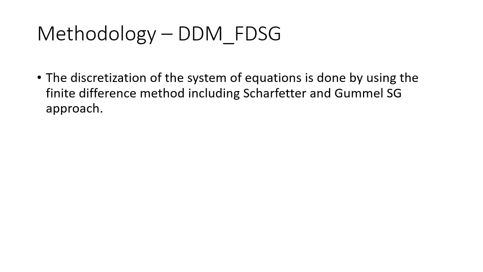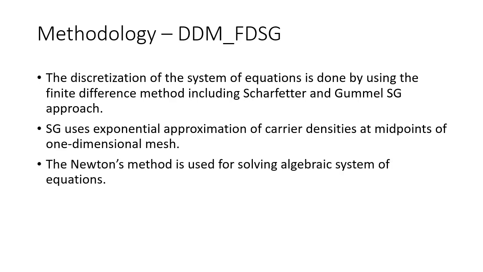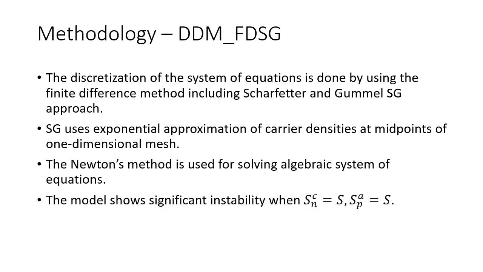The discretization of the system of equations is done by using the finite difference method, including the Scharfetter and Gummel SG approach. SG uses exponential approximation of carrier densities at midpoints of the one-dimensional mesh. The Newton method is used for solving the algebraic system of equations, and the model shows a significant instability when SNC and SPA take small values.